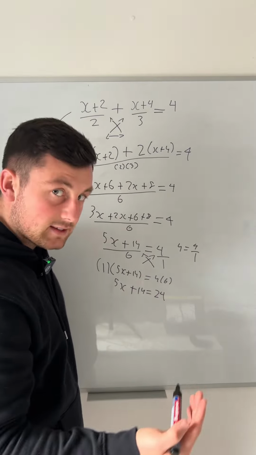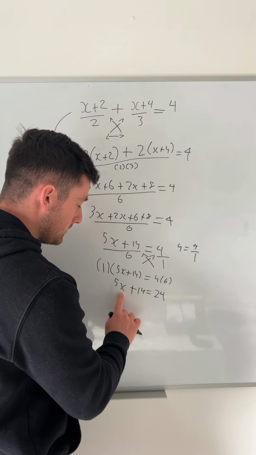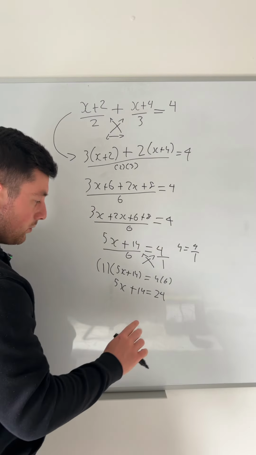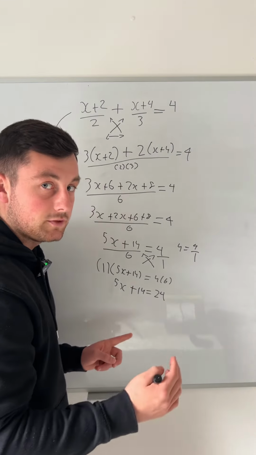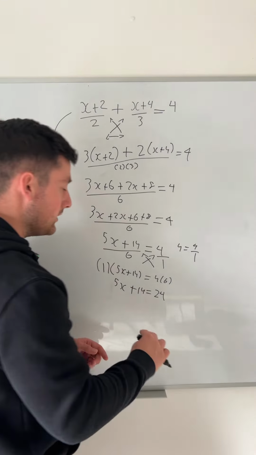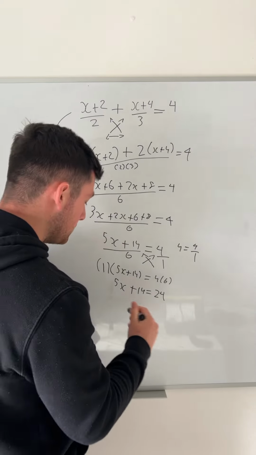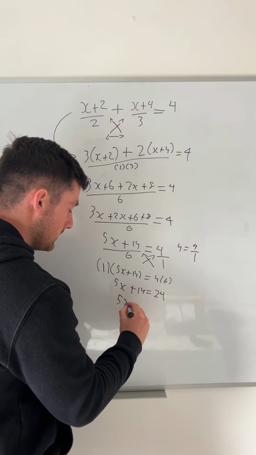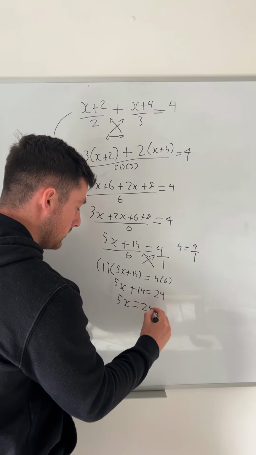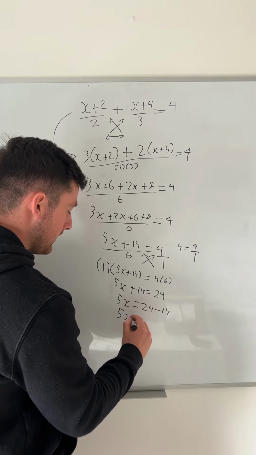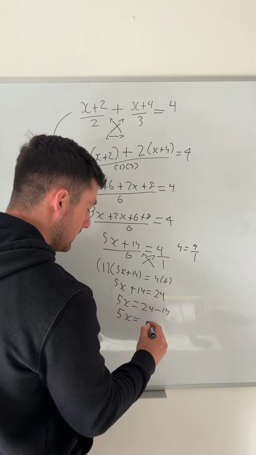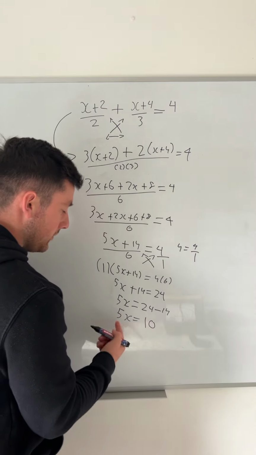So my next step now is I know that I want to try and solve for x. So what I'll do is if I take the 14 to the other side, it will become a minus 14. Essentially what's happening here is I'm subtracting 14 from both sides. So I'm going to get 5x is equal to 24 take away 14, which is 10. So 5x is equal to 10.